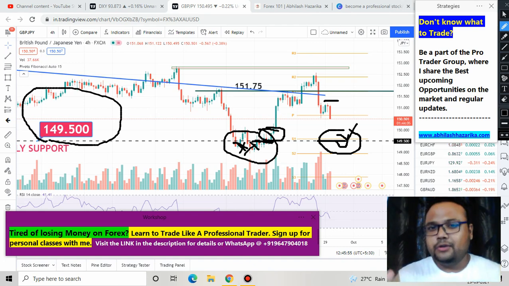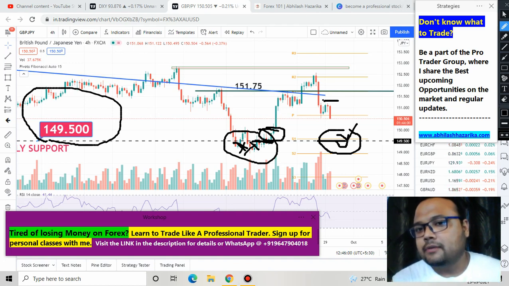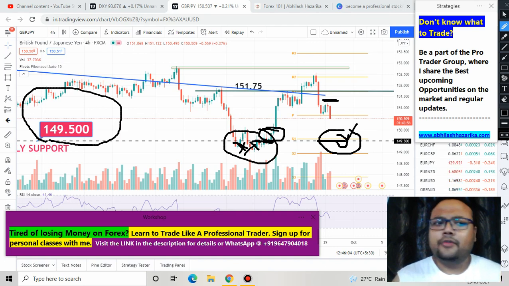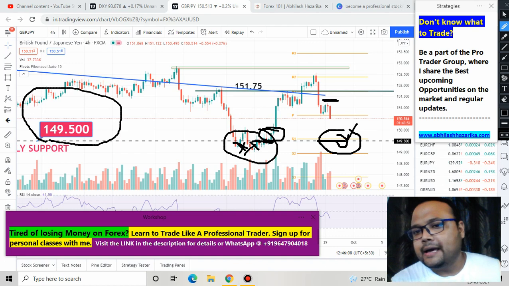So this is it. Hopefully you've understood what you need to do. If you want to short the market, you can short the market with your stop loss above this level. And if you want to only trade at the weekly level or a safer level, then you can initiate a buy at this particular level when market will be bouncing.